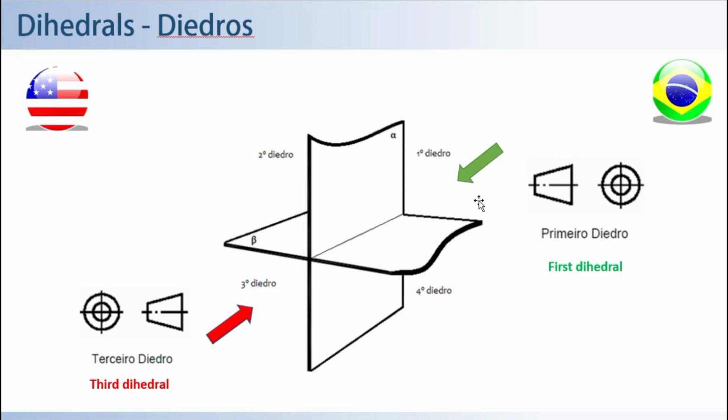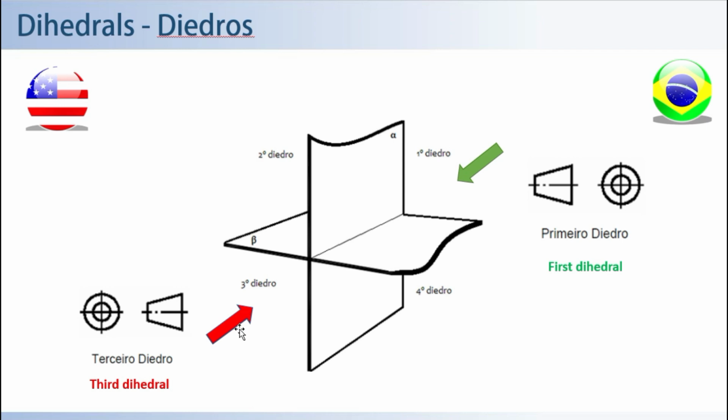Depending on how you put your object to study it in a technical drawing, it depends on the country you are in. For example, in Brazil, it's adopted that the object will be put in first dihedral to study technical drawings. The symbol that represents that we are working in first dihedral is a circle inside the other circle and an object like that. Whenever you see a symbol like that, you are drawing in first dihedral.